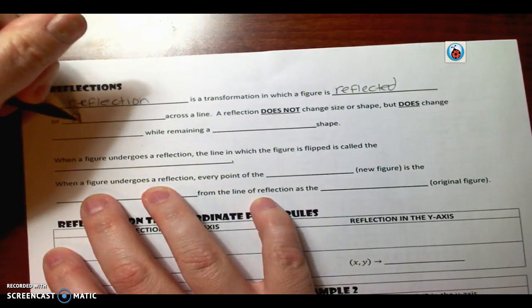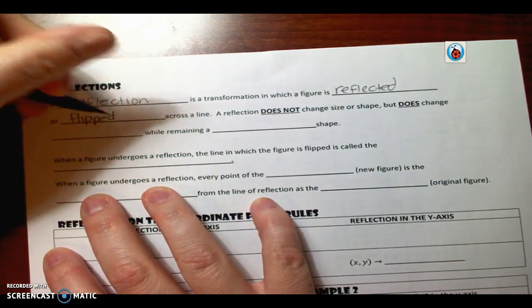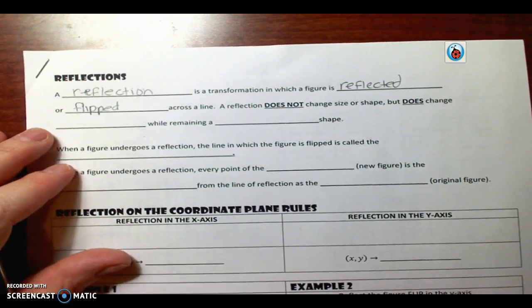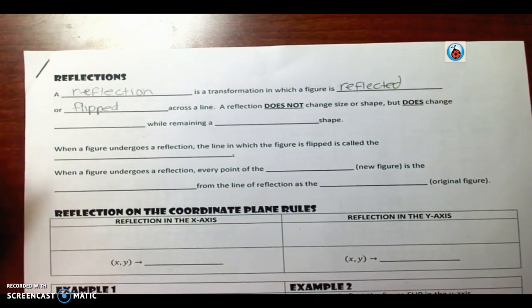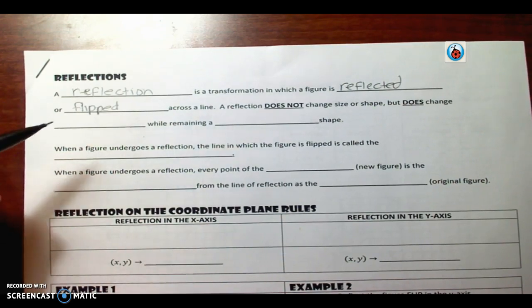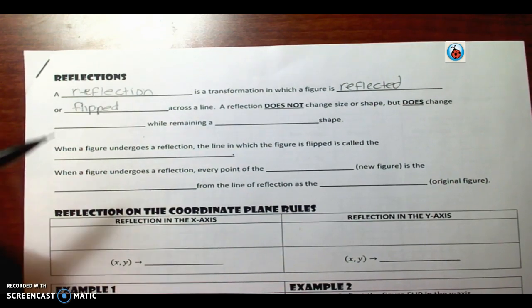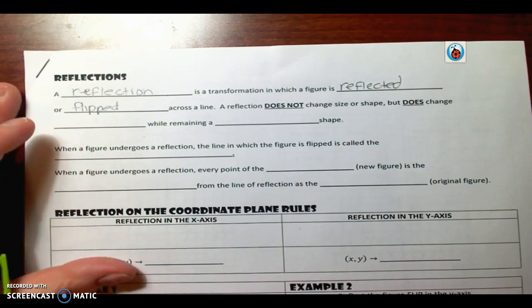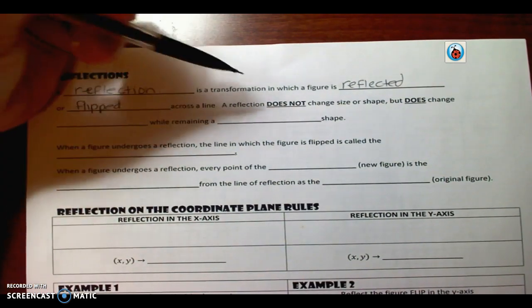flipped across a line. Now, in the video that you saw, I had put instructions to stop at a certain point or ignore the part where they said flipping over the line y equals x and y equals negative x. We're going to be focusing on reflecting over the y-axis, the x-axis, and then x equals a number, y equals a number. So we're going to focus on flipping over horizontal and vertical lines only.